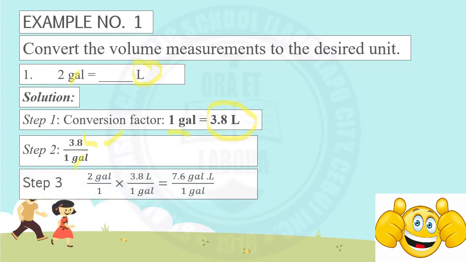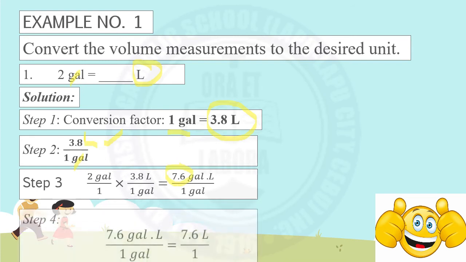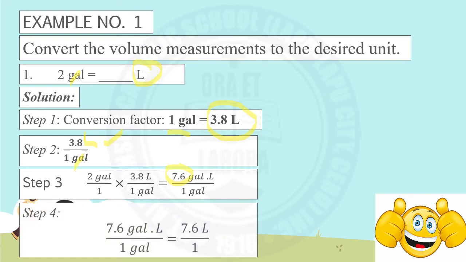Step 3. 2 gallons over 1 times 3.8 liters over 1 gallon is equal to 2 times 3.8, and that is 7.6 gallon liters. 1 times 1 gallon is equal to 1 gallon. We will do the cancellation of units. Gallon over gallon will be cancelled out. Liters will remain, and that will be our desired unit. 7.6 liters over 1 is equal to 7.6 liters, and that will be our final answer.